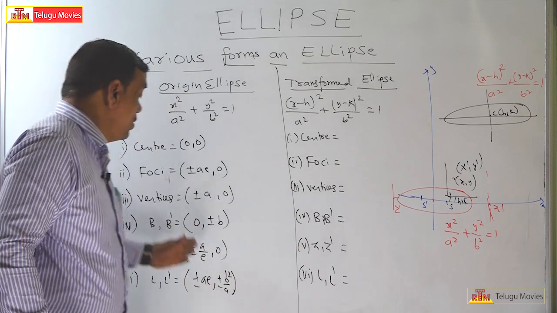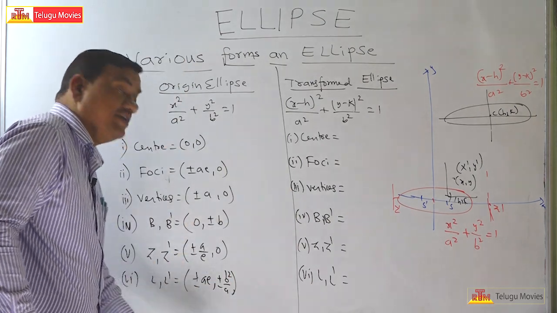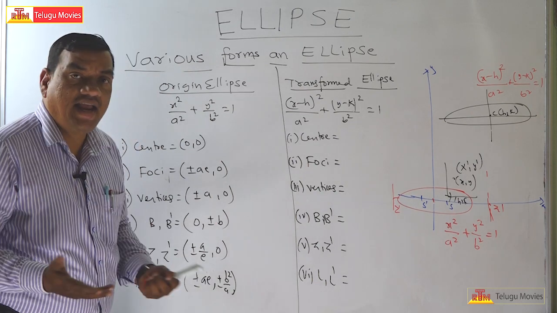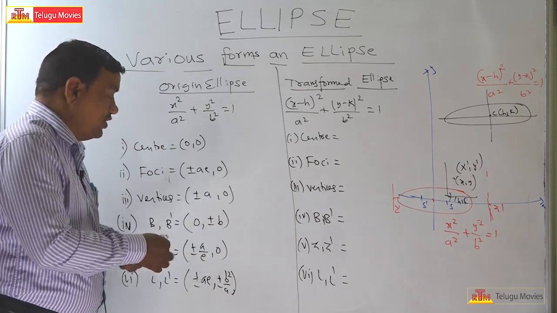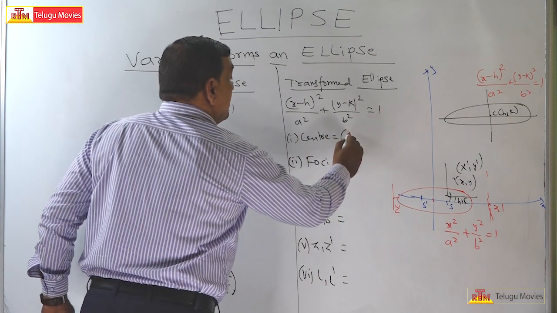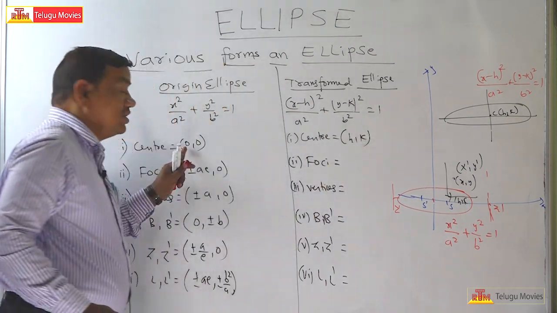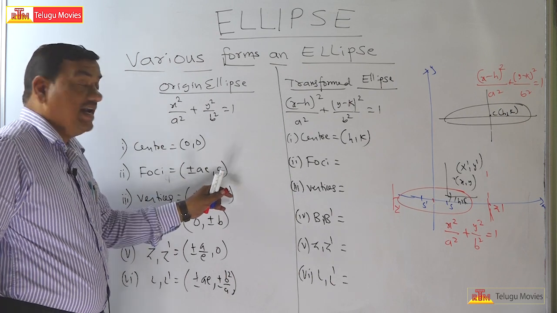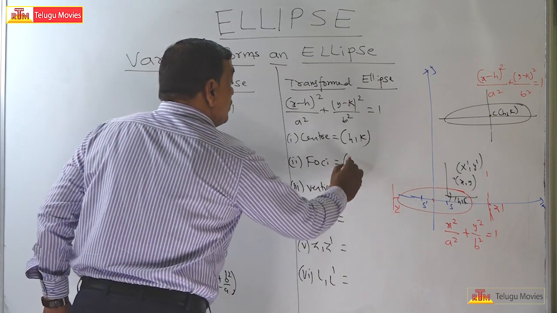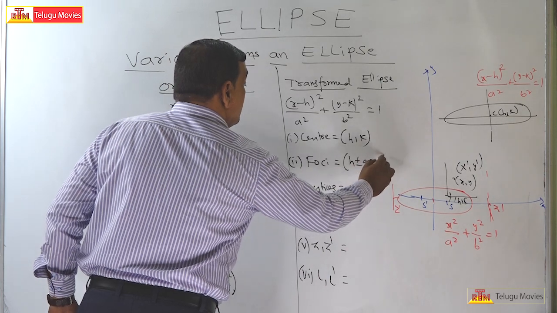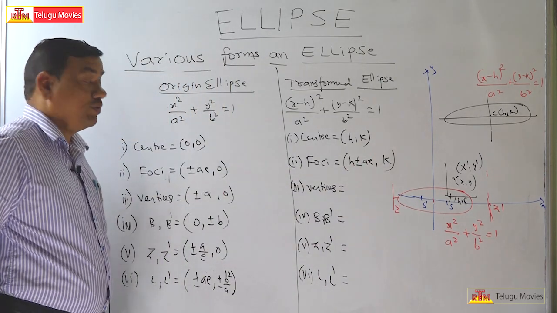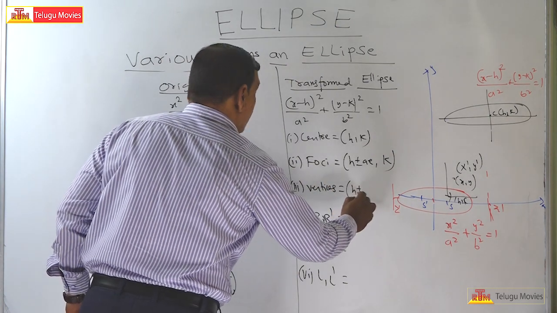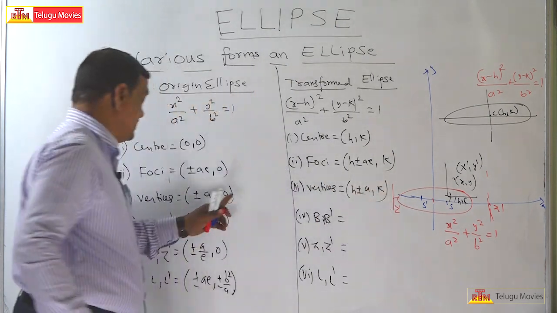So here also, for all these x coordinates, you add h. All the y coordinates, you add k. That's all. Now your new center will be (h, k): 0 plus h, 0 plus k. Here also add h and here you add k. So the foci are (h plus or minus ae, k plus 0). So the vertices are (h plus or minus a, 0 plus k).